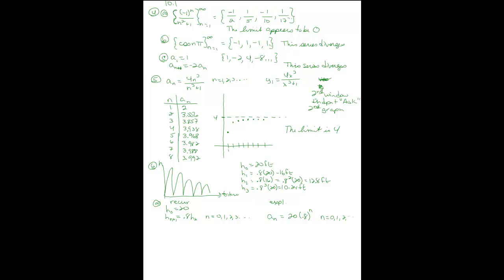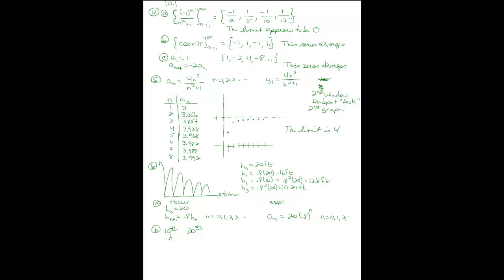Part B. Part B wants to know, what is the high point after the 10th bounce and after the 20th bounce? Okay, 10th bounce, 20th bounce. It's going to be easy if we use the explicit formula.